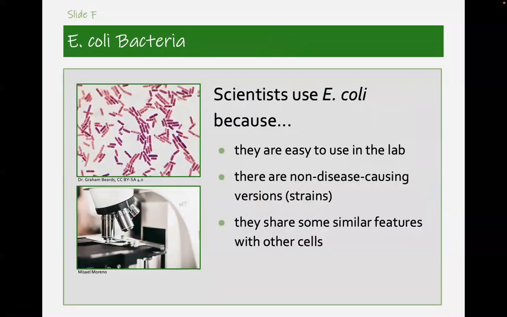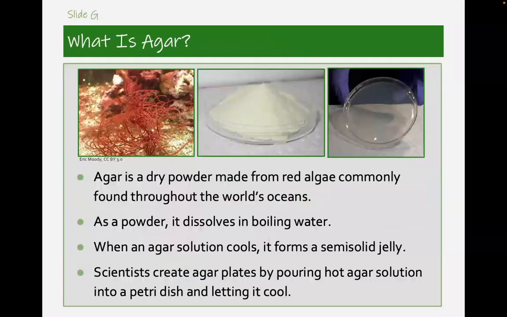So scientists use E. coli bacteria, which is very easy to grow in a lab. They usually don't cause disease, so we don't have to worry about a disease getting out of a laboratory. And what happens with E. coli usually happens with a lot of other cells. So whatever we find out happens here, we can learn a lot of other things.